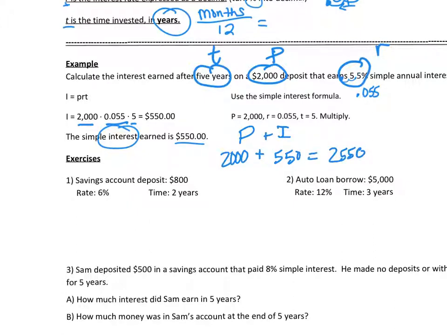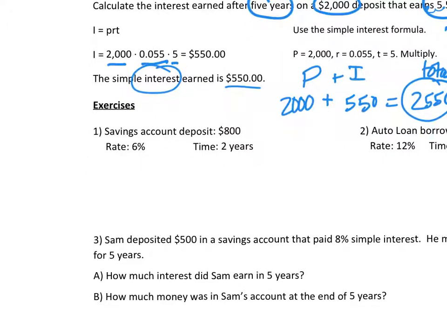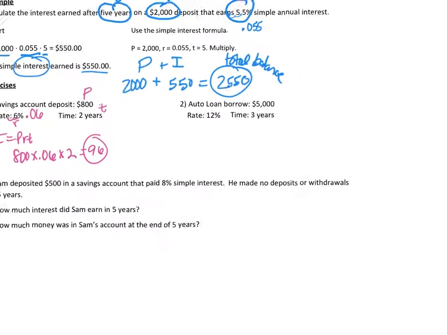And that would give me the total amount, total balance. So number 1, savings account, deposit is $800, so that's the principal. The rate, 6%, but I want to go ahead and turn that into a decimal, and so that would be 0.06, and the time in years is 2. So using my formula, I equals PRT, plug it all in, 800 times 0.06 times 2, and we get 96. So that's how much interest I have to pay.